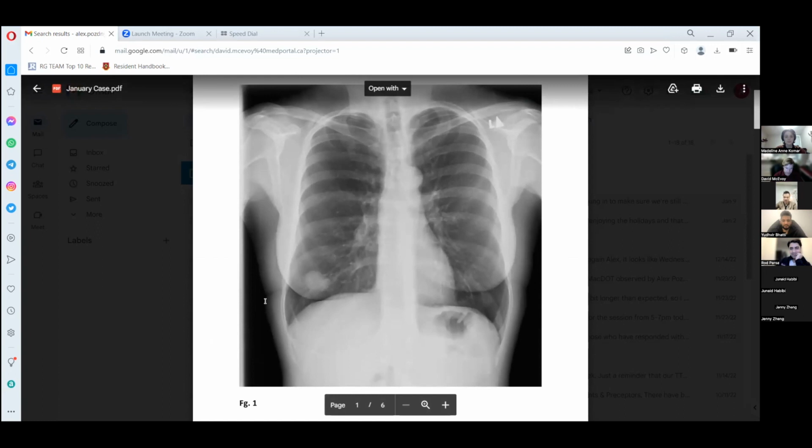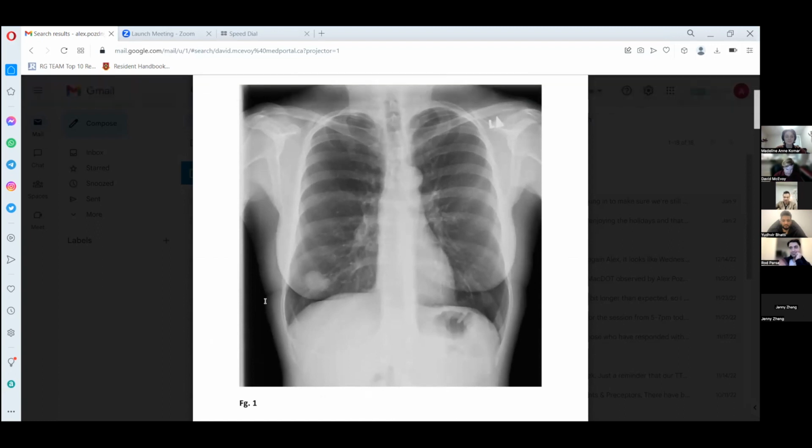I guess the shape is oval and the borders are a bit hazy. All right, very good. Yes. Okay. And how would you describe the shape of this? More like oval, very circular. Yeah, good. Very good.